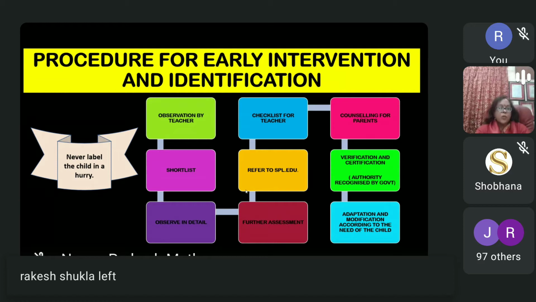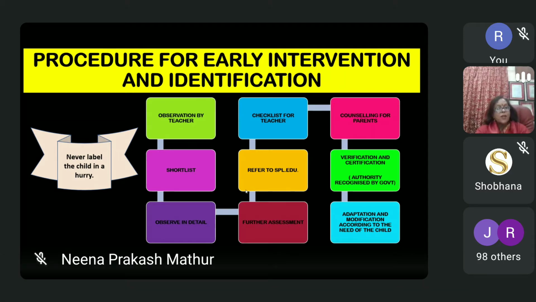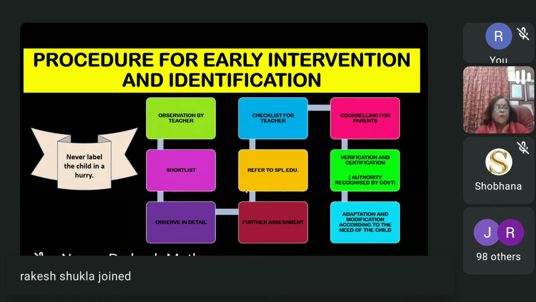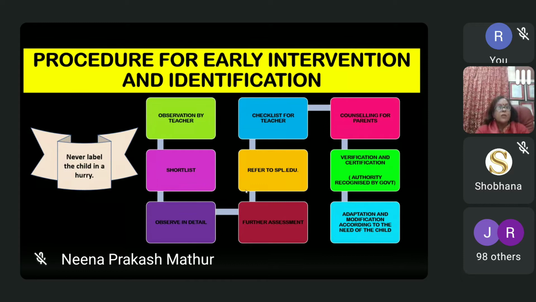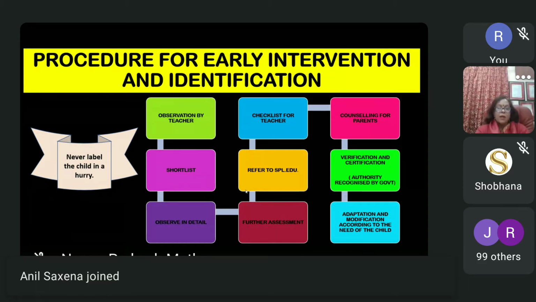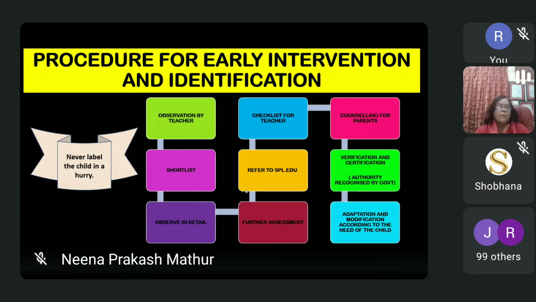Once the special educator has given out the tests and is also convinced that the child needs extra inputs, they call for the parents. The counseling of parents is carried out, and the parents are advised to take the child to the authorities recognized by the government for verification and certification. And once the certificate has been given by the government, then adaptation and modification is carried out in school.